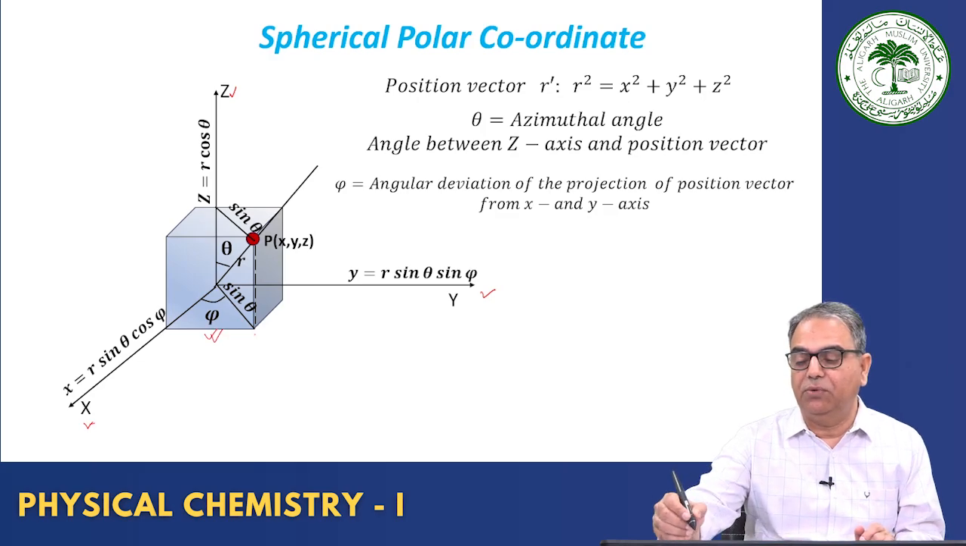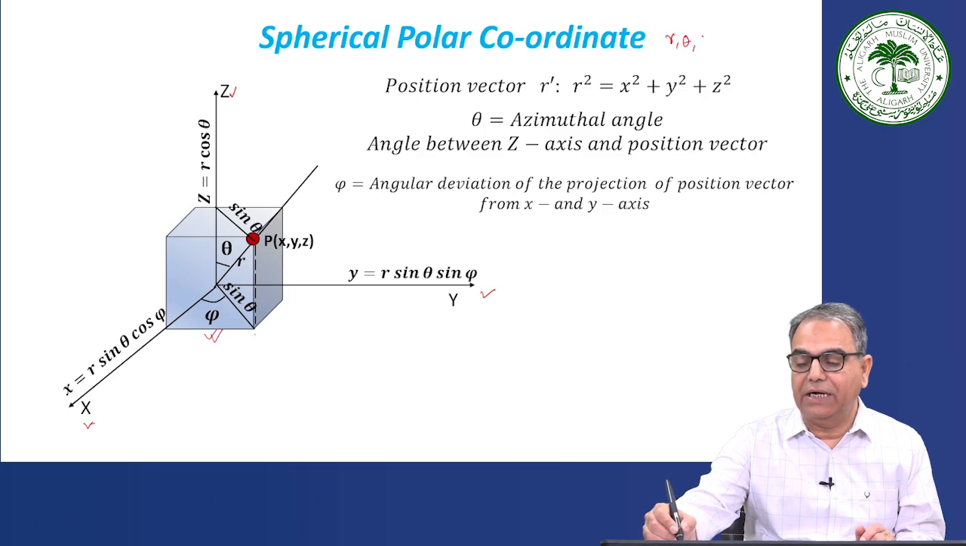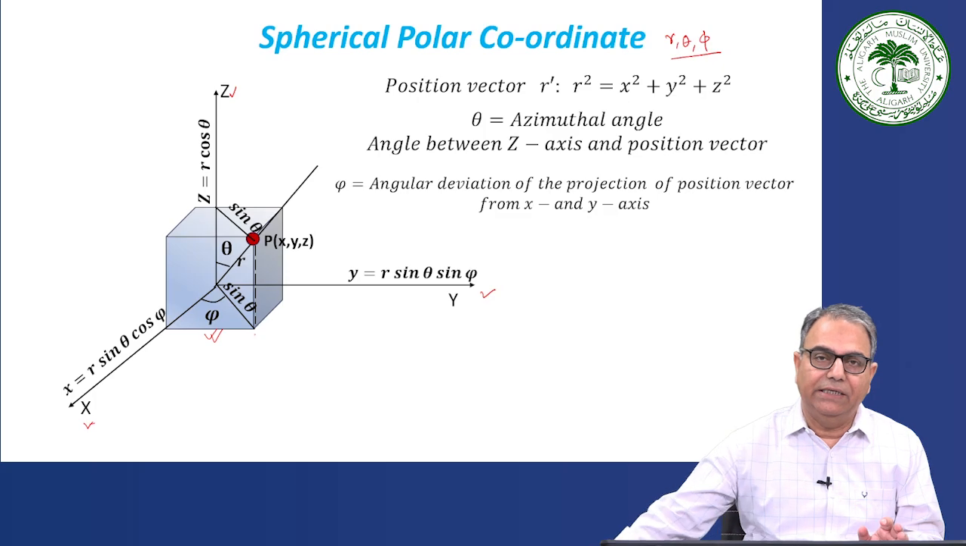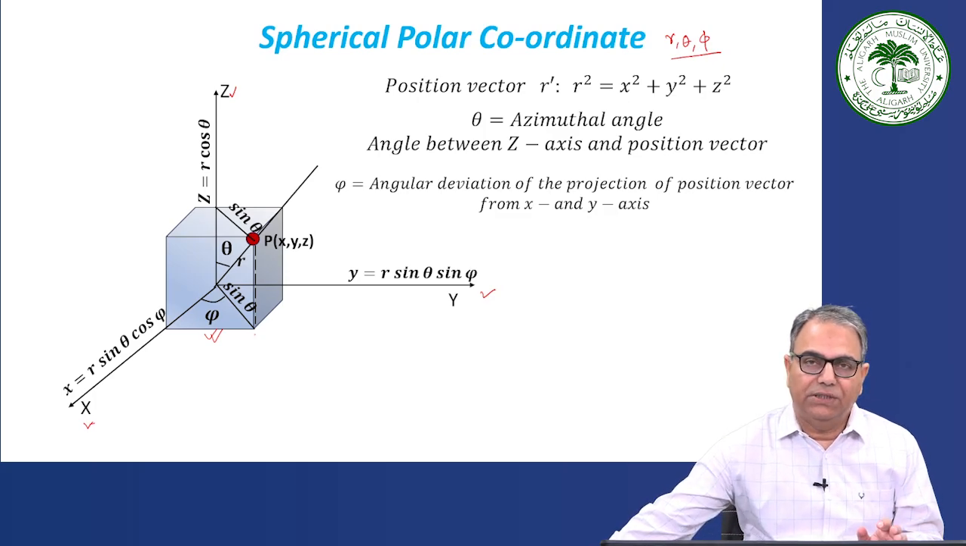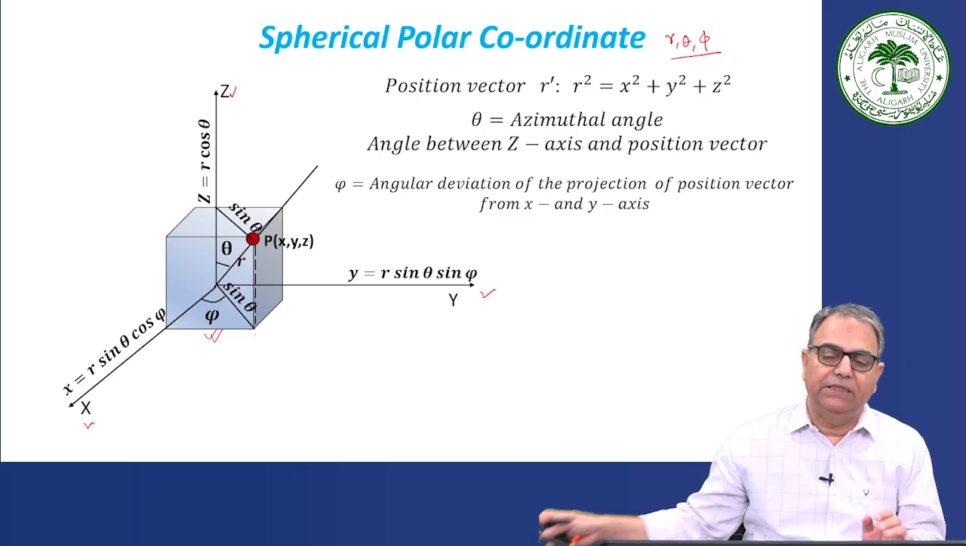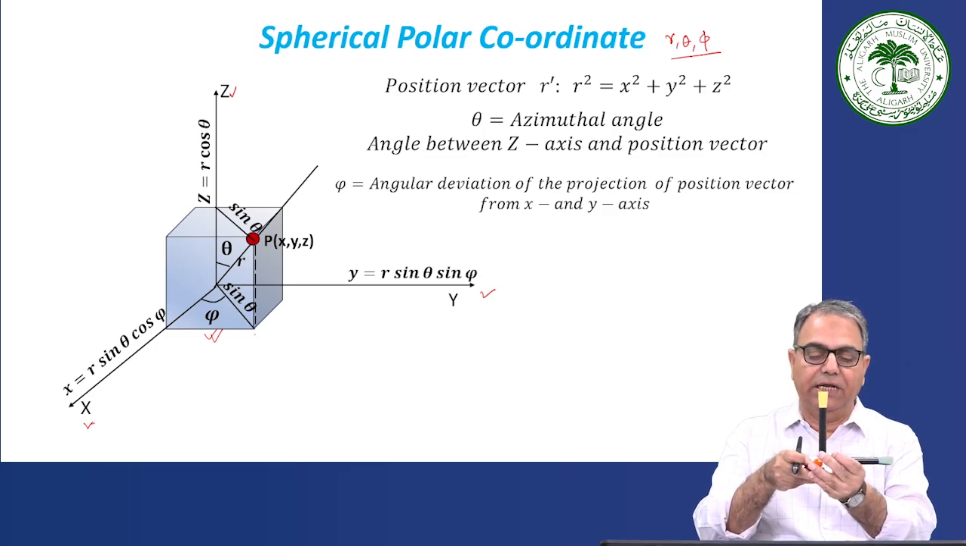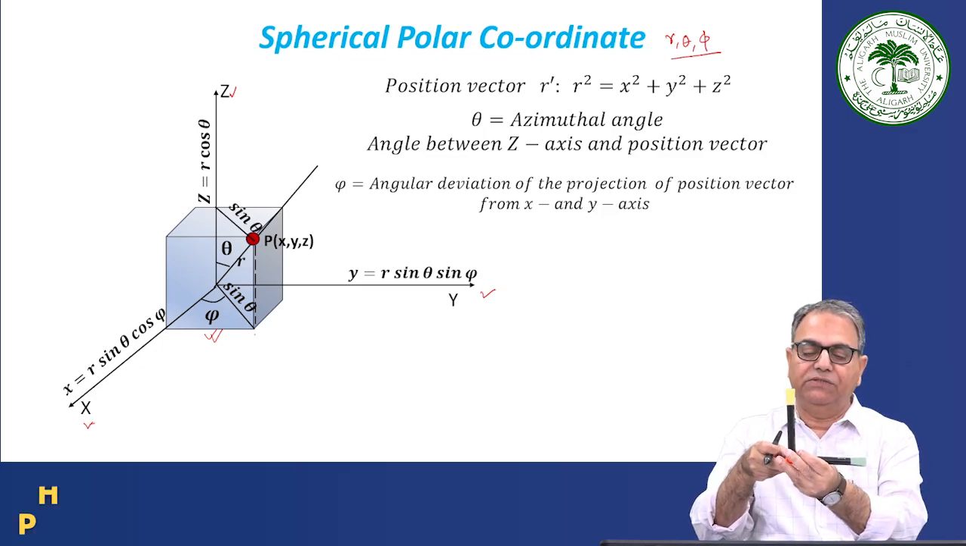So in spherical polar coordinates we have three coordinates, r, theta and phi. R is the distance. I hope you understood this, because this is a three-dimensional concept. So you can get an idea of these three-dimensional concepts in the sense that, look at this one, this is your xy plane.